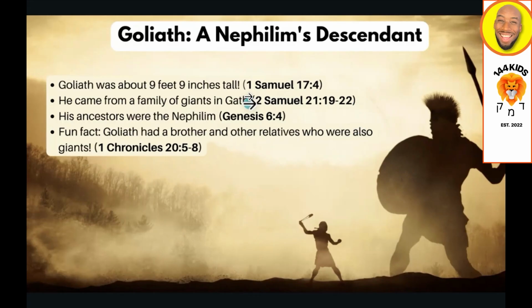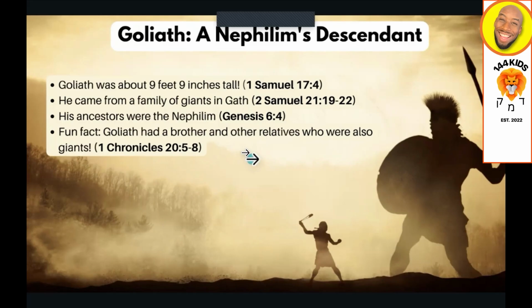He came from a family of giants, as it says in 2 Samuel. Goliath was over 9 feet tall, it says in 1 Samuel. It doesn't say his ancestors, but Genesis chapter 6 outlines the ancestry. And then 1 Chronicles talks about how Goliath also had family and relatives who were also giants.